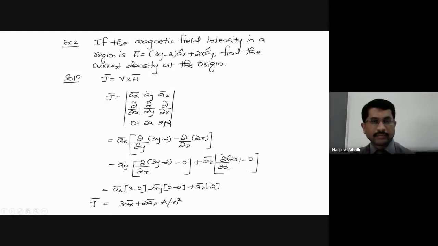Okay. First, take it in the determinant form and expand it and tell me the answer. Take this determinant, expand the determinant and tell me the equation. Now expand the determinant and tell me the equation.